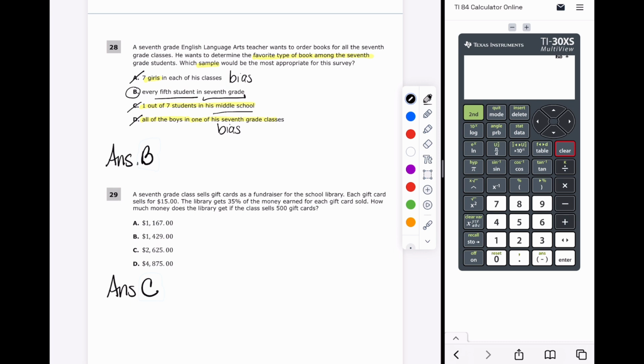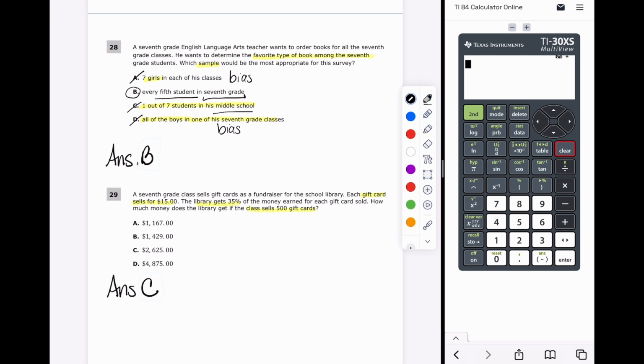All right, let's do number 29. A 7th grade class sells gift cards at a fundraiser for the school library. Each gift card sells for $15. The library gets 35% of every card sold. How much money does the library get if the class sells 500 cards?